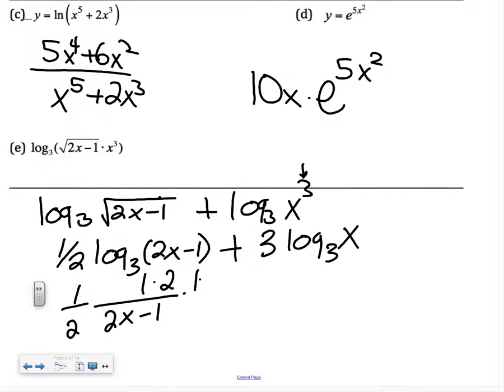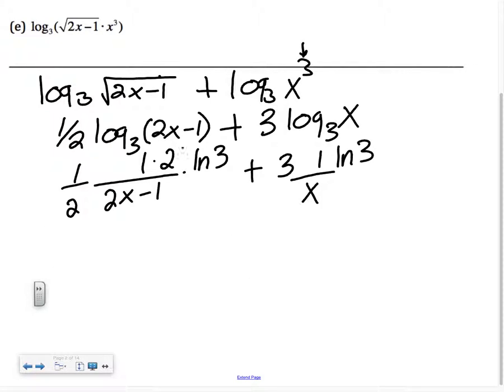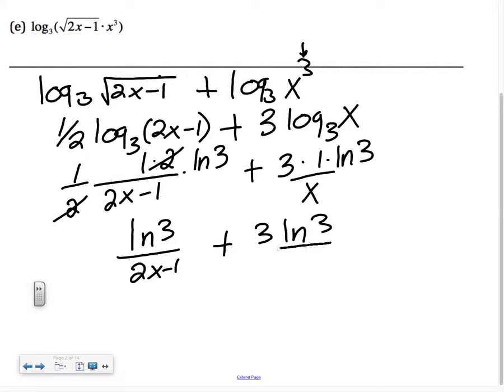And I'm going to multiply this by the ln of 3 to take care of the base, because it is not base e. Same thing here, 3. The derivative of log base 3 of x would be 1 over x times the ln of 3 because, again, the base is not e. All right, so just a little bit of math here. Cancel the 2, so I get the ln of 3 over 2x minus 1 plus 3 times the ln of 3 over x, and that's my derivative. I can stop there, and we're happy.